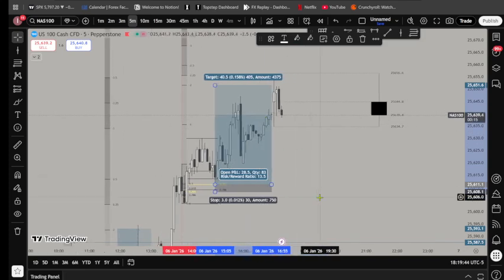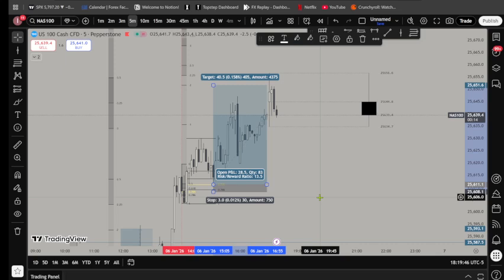Now I guess I could do another example of my PO3, but I think I'm going to cut this video and then take this hourly trade, or this 4-hour PO3, in a separate video. So I'm going to go ahead and cut this out right here.